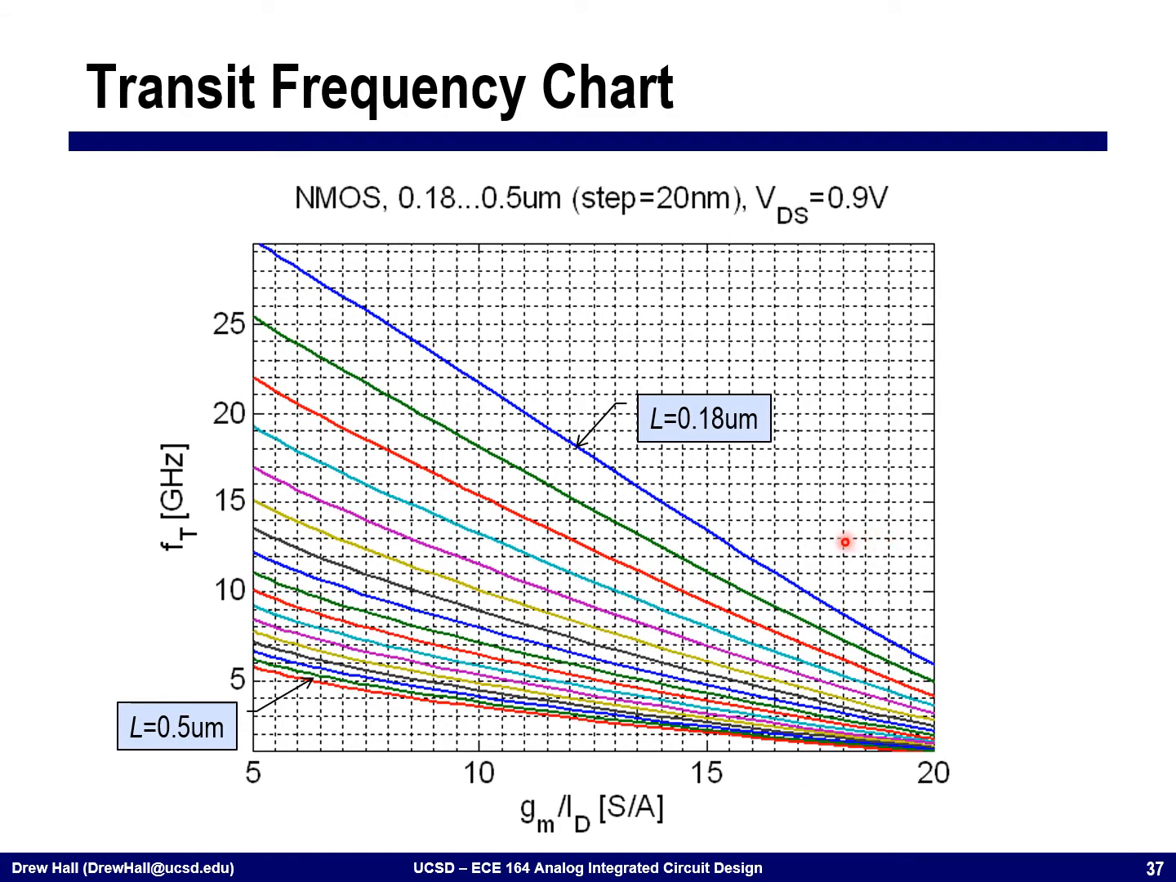Here, this is the transit frequency chart. All I'm doing is taking the data on the previous slide and manipulating the axes such that I have GM over ID on the x-axis and FT on the y-axis. You can see that as I increase the channel length from 0.18 micron all the way up to 0.5 micron, the maximum FT is going down. Intuitively this should make a lot of sense. Lower channel length is going to mean higher overdrive voltage. Biasing this transistor with a lower GM over ID means higher overdrive voltage, and that's also going to result in a higher FT.